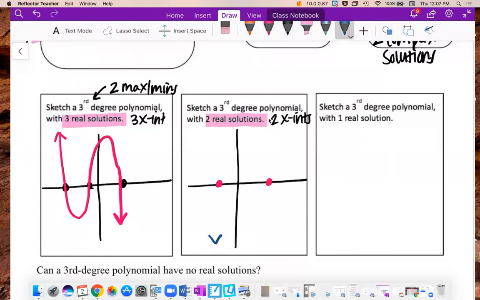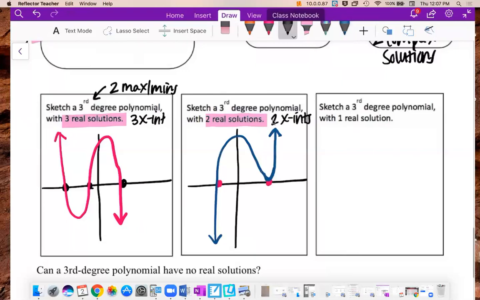So let's start down here this time. I want it to go through this x-intercept. And now if I want it to just touch here, this has to be a bounce and go back up so that I have my 2 max-mins and it only touches my x-axis once. So this is how you could have 2 real solutions and still have that degree 3 polynomial.